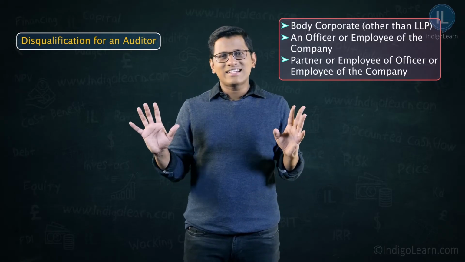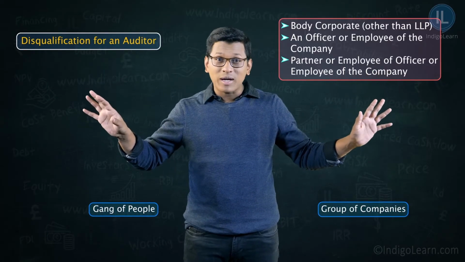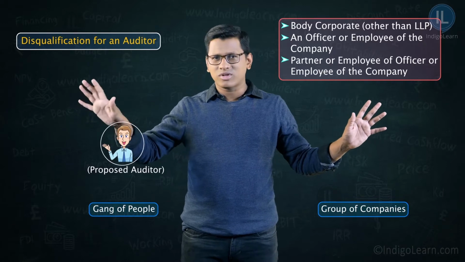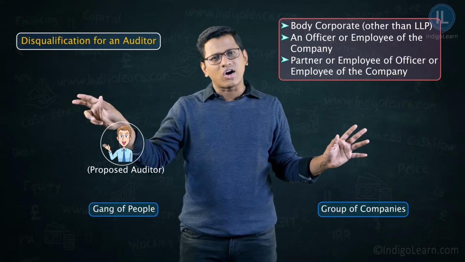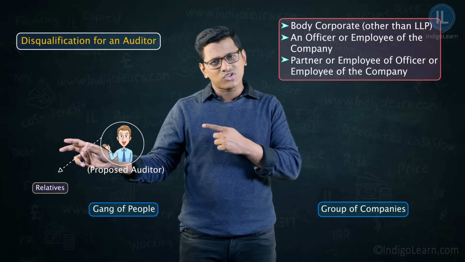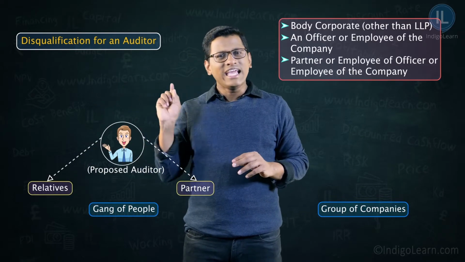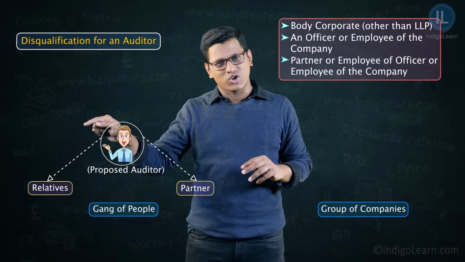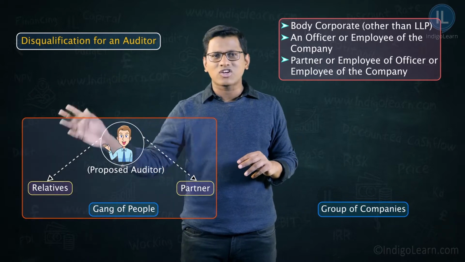Here, let us understand something called as a gang of people and group of companies. What is this gang of people I am talking about? Listen carefully. The person who is proposed to be appointed as auditor, I will call that person simply as person. So the person who is proposed to be appointed as auditor, that is the first person in that gang. Then relatives of such person, and thirdly any partner of such person. So basically in this gang we have three categories of people. One, the very person who is proposed to be appointed as auditor, then such person's relative, such person's partner, all put together we are calling as a gang.